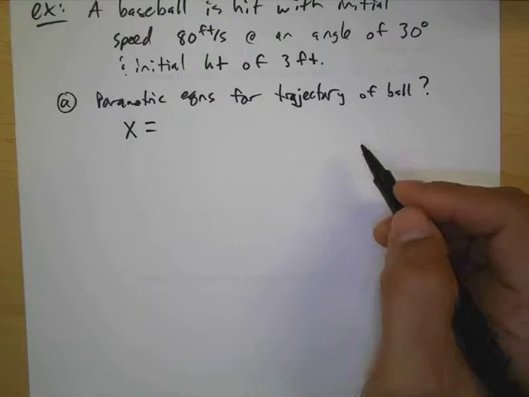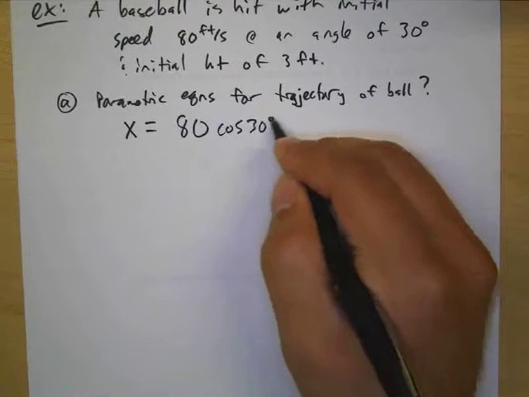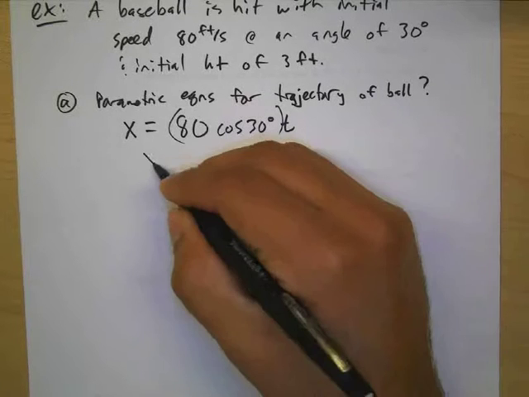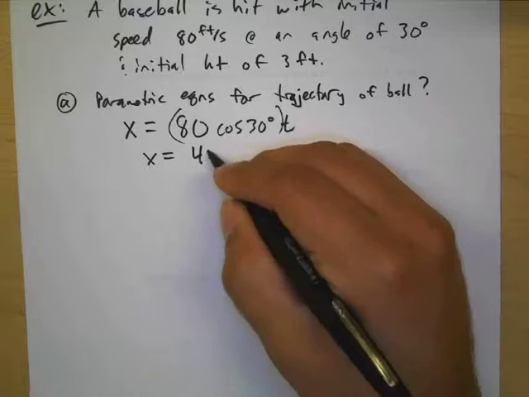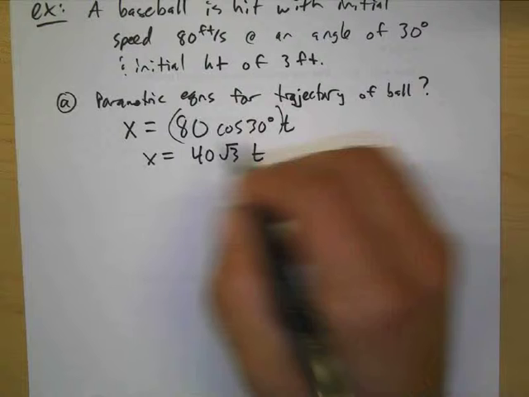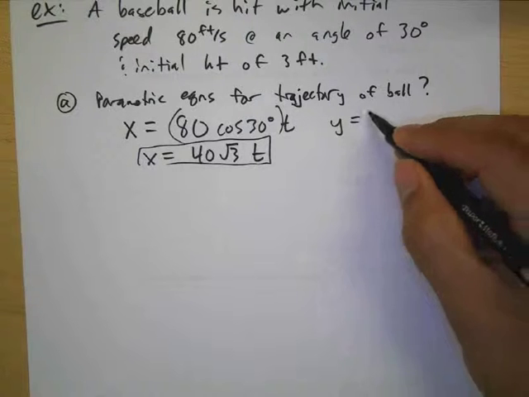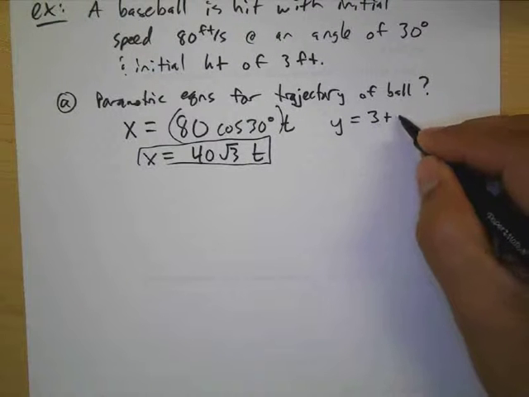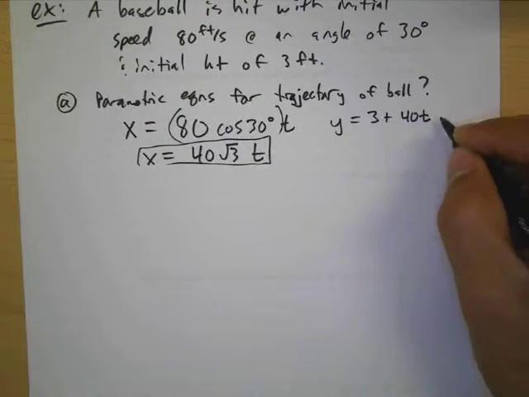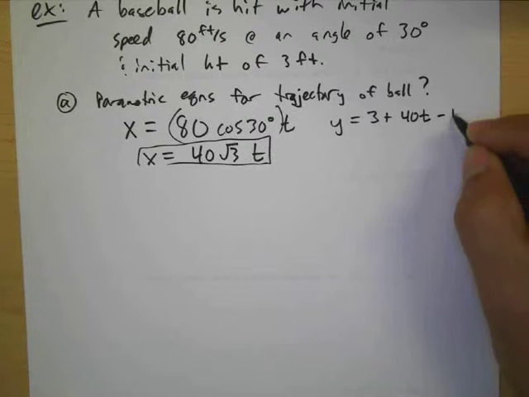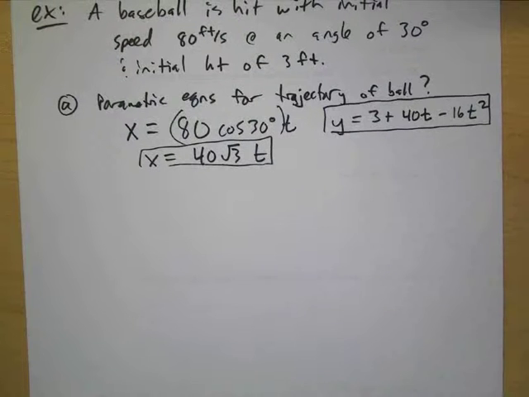X was v naught, which is 80 cosine 30 degrees times t, right? So that's easy. Cosine of 30 is root 3 over 2, so 40 root 3 times t. So there's the x position. Y is initial height, 3, plus 40t, minus 1/2 g, so 16t squared. So all we're doing is plugging in the values they gave us.